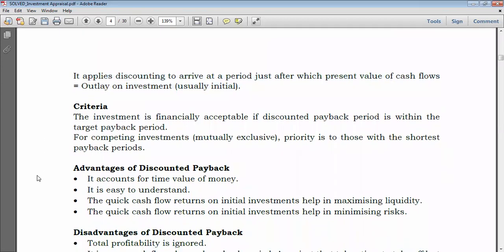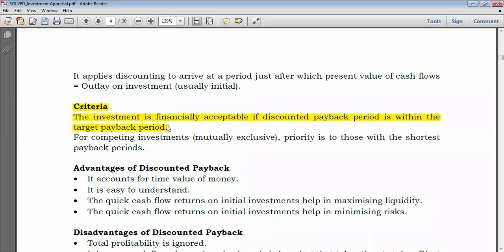Now, this is investment appraisal. We should ask ourselves, what criteria should I use to know whether the investment is worthwhile undertaking or not? So there is a criteria to follow here. We say the investment is financially acceptable if the discounted payback period is within the target payback period. Let's say you have said that you need your discounted payback period not to be more than 4 years, but your project actually has a discounted payback period of 5 years. That means you have to discard the project. The project won't be financially acceptable.